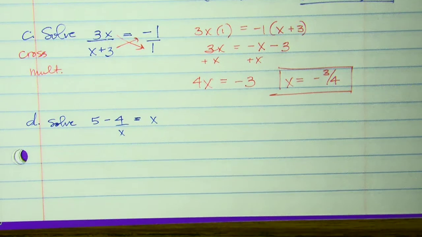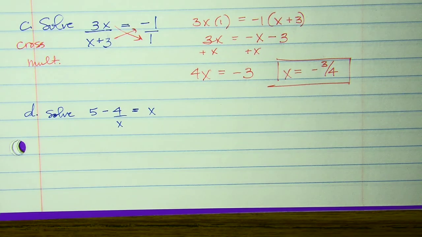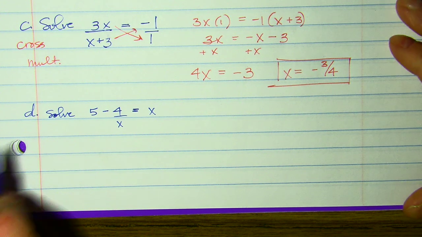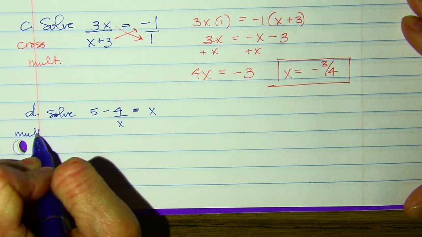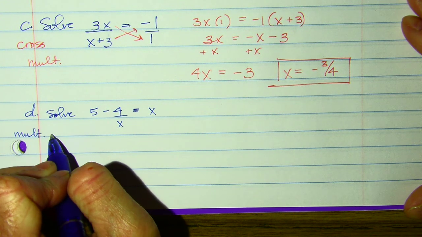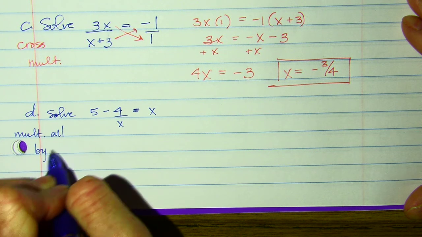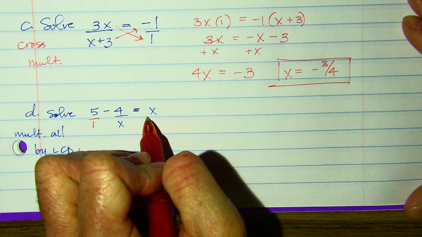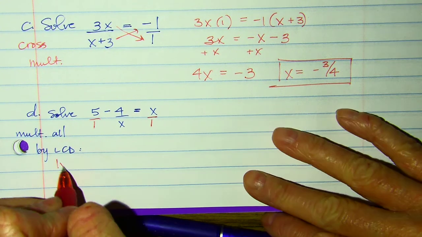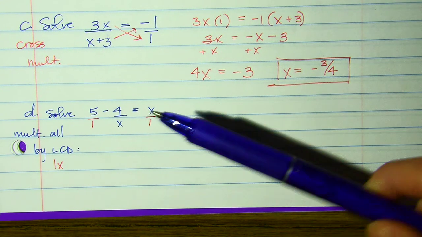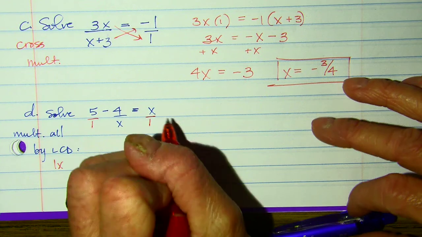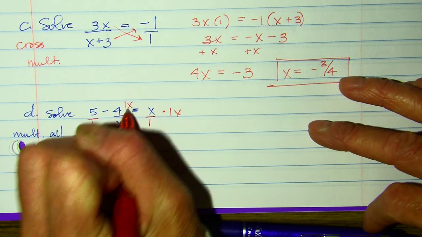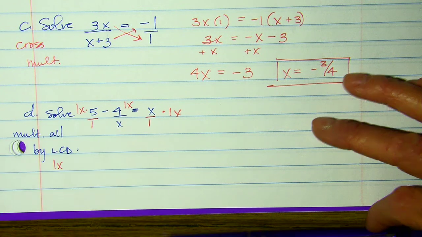So the reason I cannot cross multiply here is because I have two items on the left. And so the fastest method is to multiply all by the LCD. I have an invisible 1 here, so my LCD is 1x. So I'm going to multiply everything. I'm going to multiply this by 1x, this guy by 1x, and this guy by 1x.